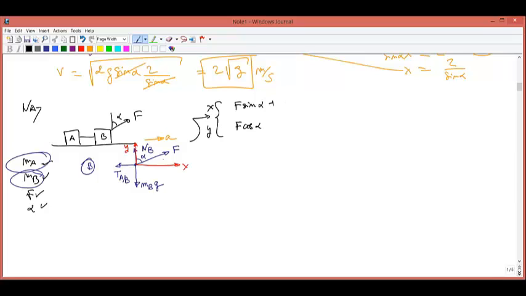NB is 0 on the X, but it's entirely in the Y. TAB is negative in the X and is 0 on the Y. And mg is 0 on the X and negative on the Y. Now let's look at the physical constraint. Acceleration is the horizontal one, that's the one on X, therefore this is m_B a_x and this is 0. And this m is the mass of B.